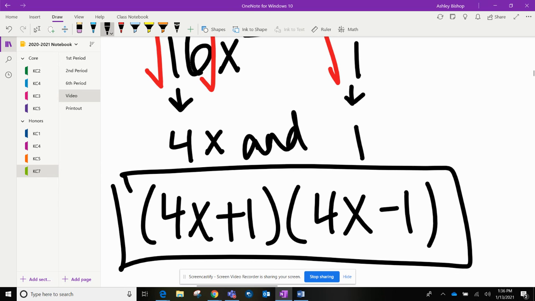Okay? Now you should know how to do these problems on your Go Formative. If you have questions, just let me know.